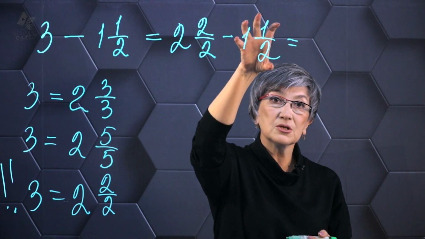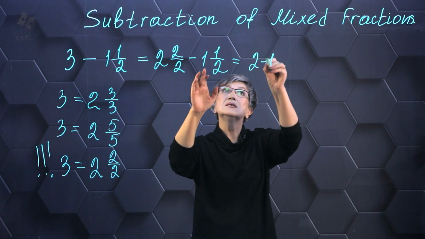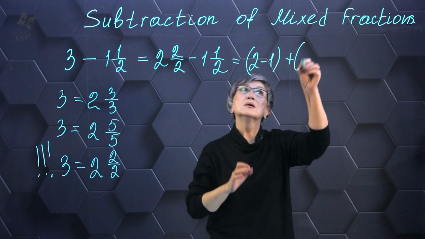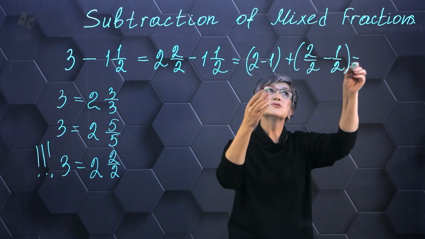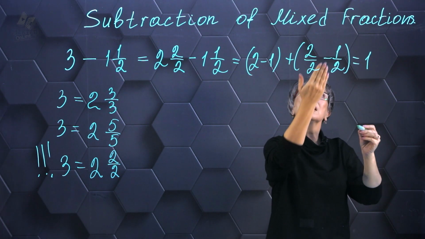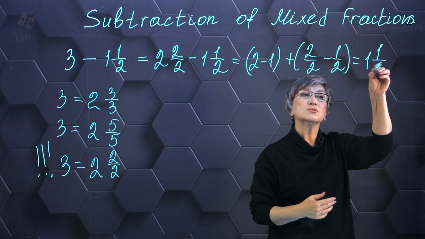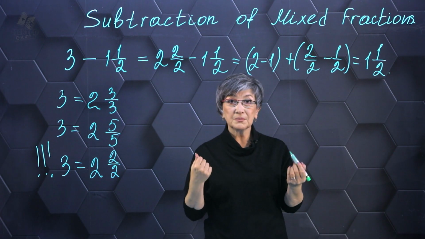And we know how to do that. So 2 minus 1, and 2/2 minus 1/2. The result is 2 minus 1, it will be 1, and 2/2 minus 1/2 will be 1/2. That is, we have solved this example.